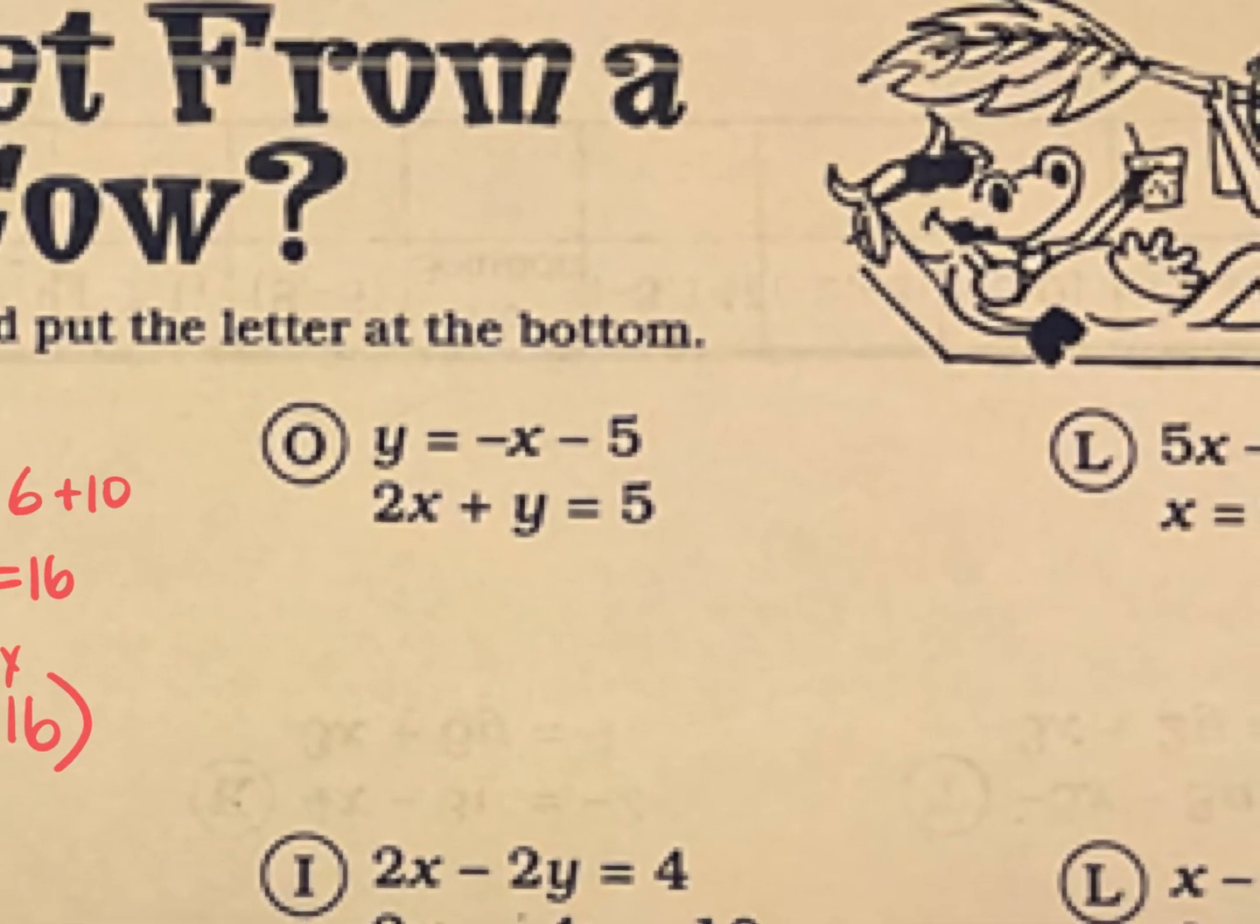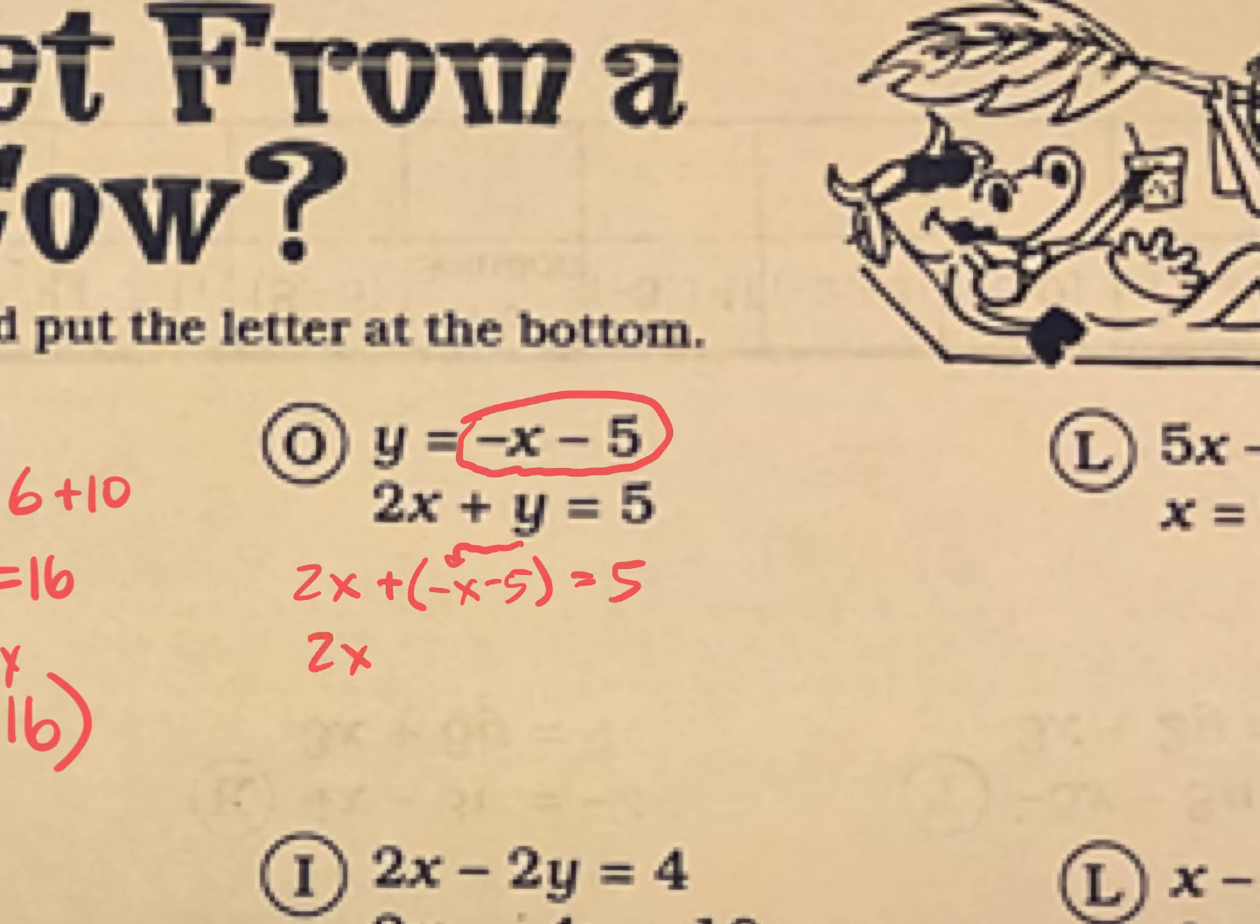All right, y is equal to negative x minus 5, so 2x plus, instead of y down here, I'm going to write negative x minus 5 equals 5. Okay, so 2x, positive times a negative is a negative x. Positive times a negative is a negative 5 equals 5. 2x minus x is x minus 5 equals 5.